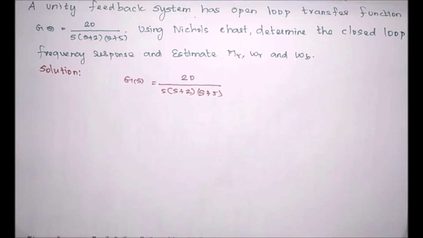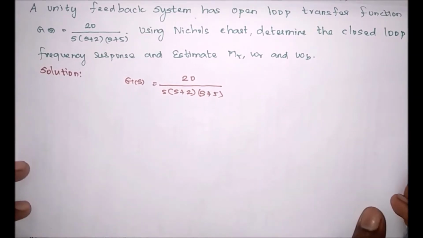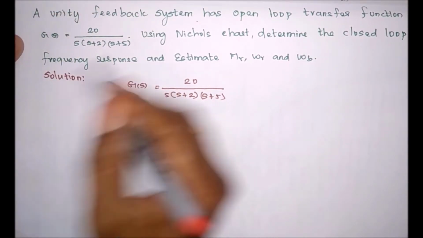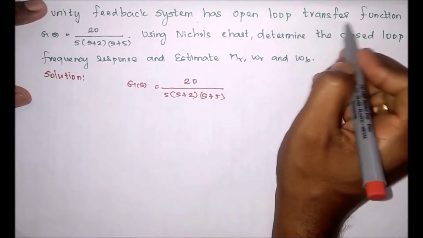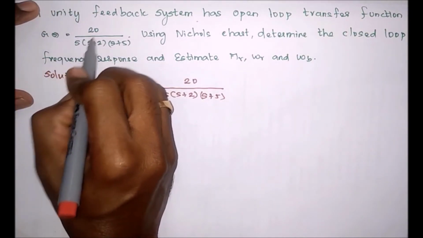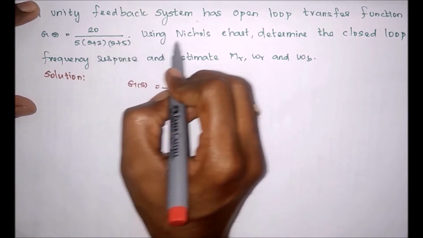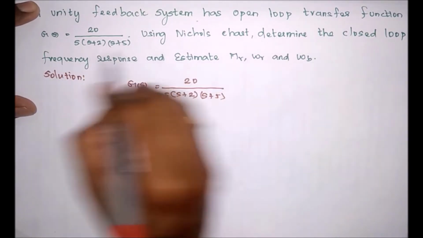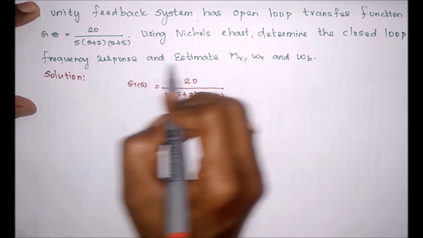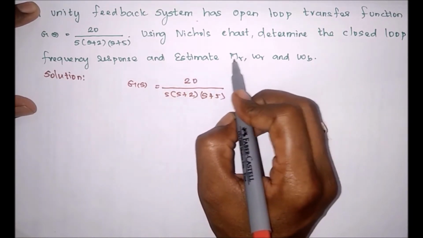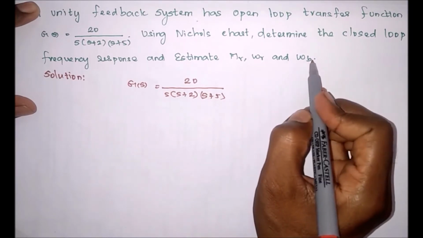In this video, we are going to find the resonant peak, resonant frequency, and bandwidth by using Nichols chart. The given problem is: a unity feedback system has open loop transfer function G(s) = 20 divided by s into (s + 2) into (s + 5). Using Nichols chart, determine the closed loop frequency response and estimate resonant peak, resonant frequency and bandwidth.